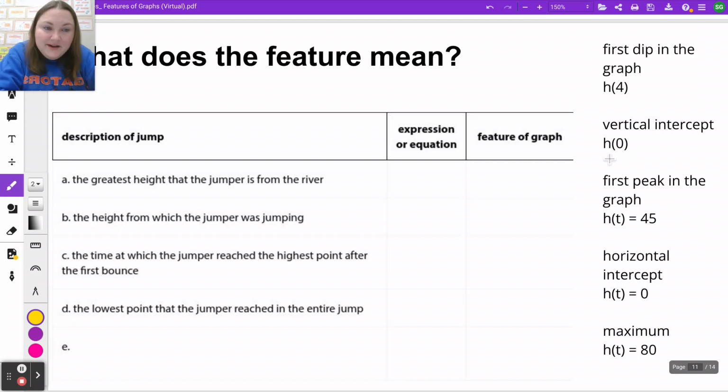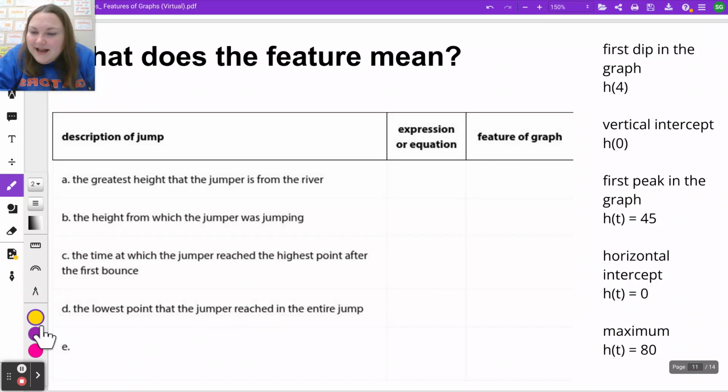So for example, one of these 5 features is communicating the greatest height that the jumper is from the river, and so on. Notice the first 4 descriptions are given to us, but for this last one, there's no description yet. So after you fill in these first 4, you're going to have one left over. And for that leftover one, we're going to have to write a description ourselves.